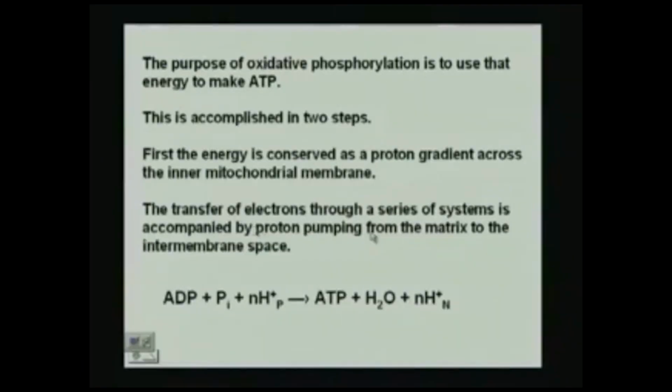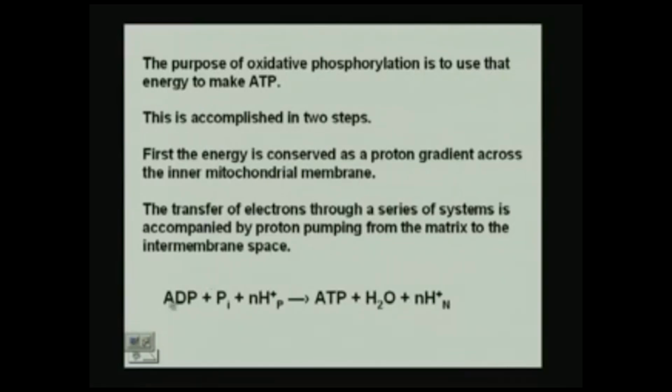Because you have different hydrogen ion concentrations on either side of the inner mitochondrial membrane, you have different pH values. So we have a free energy contribution due to the delta pH, and a free energy contribution due to the membrane potential, because we have the negative and the positive sides of the membrane. The transfer of electrons through a series of systems is accompanied by proton pumping from the matrix to the intermembrane space.